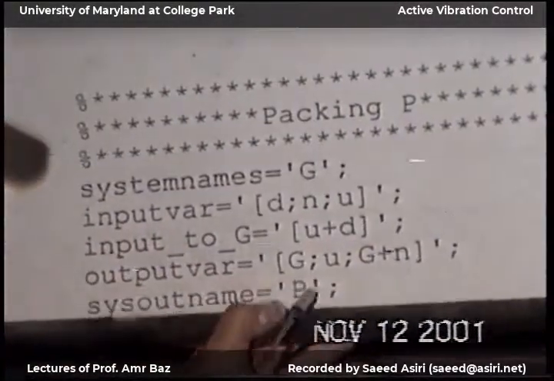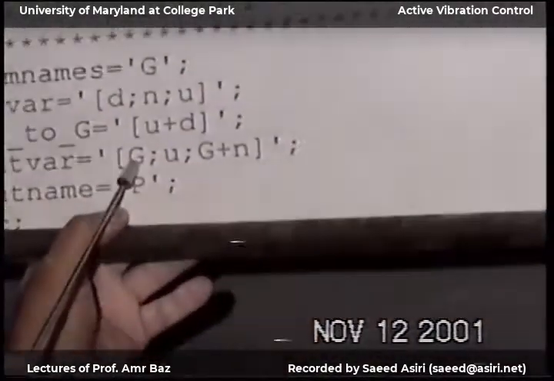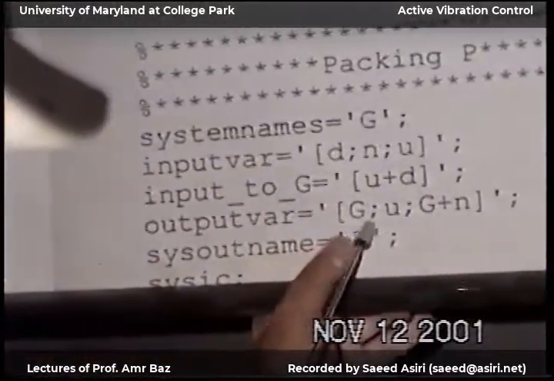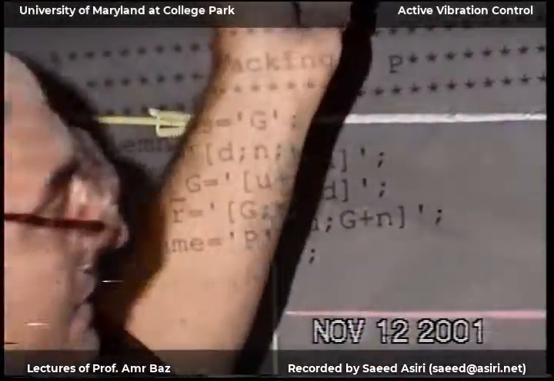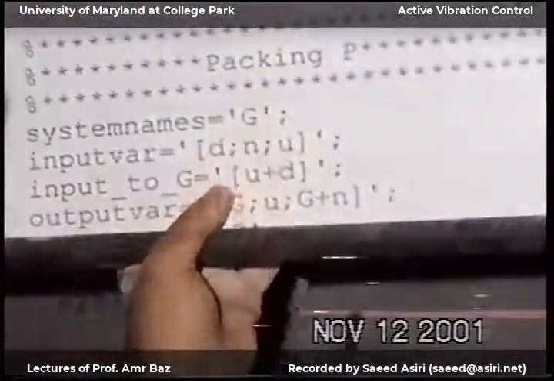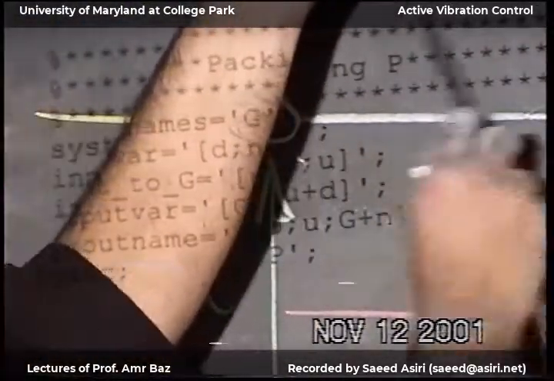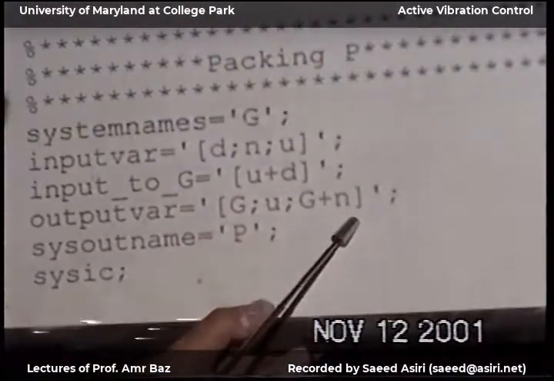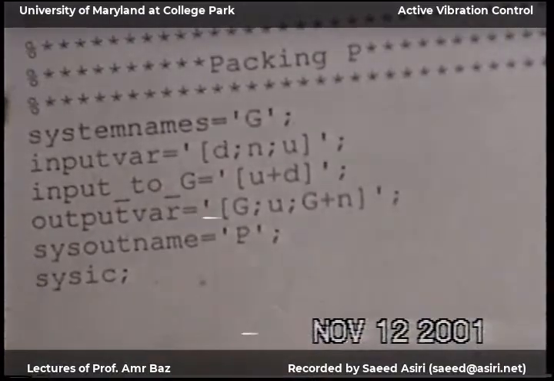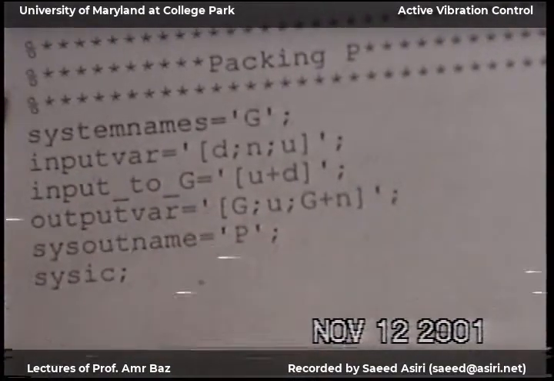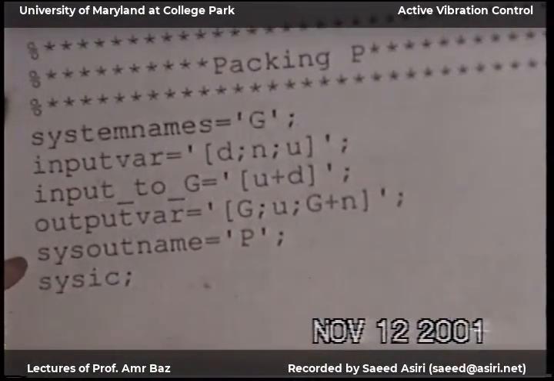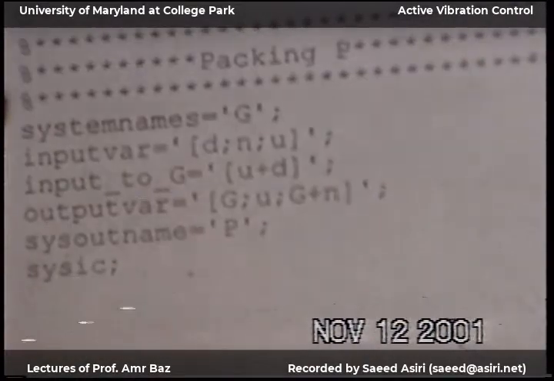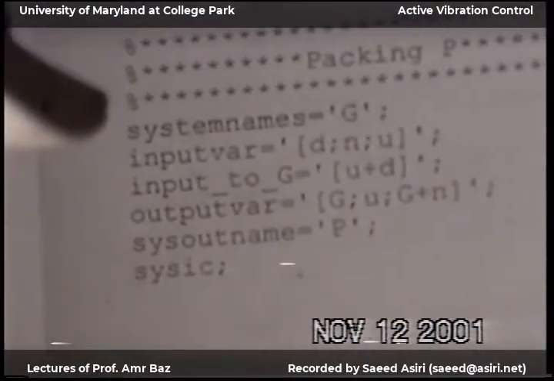The output of G is G. And then the U here is U. And then the output of G plus the noise is Y. Now, the system output name is P. I have this P now.